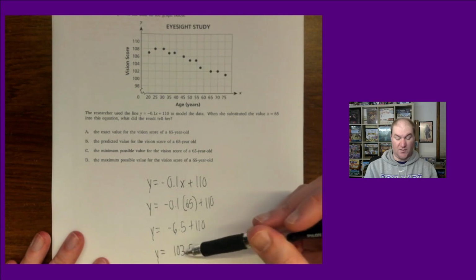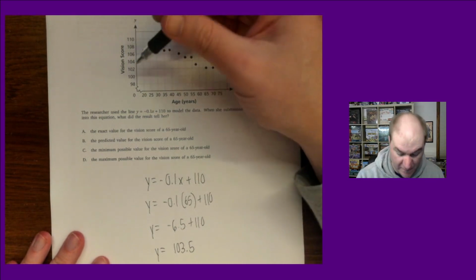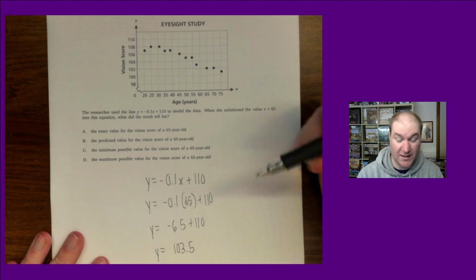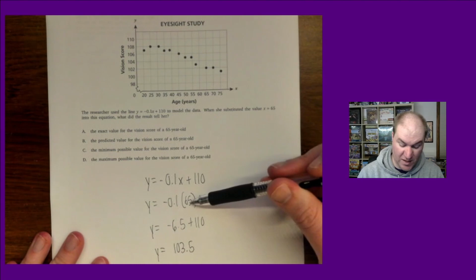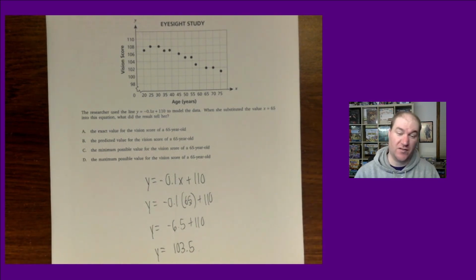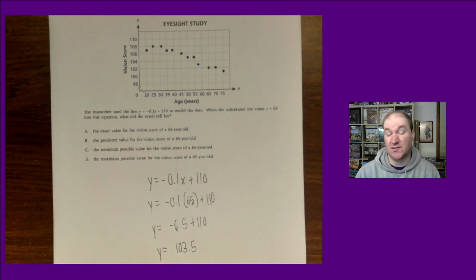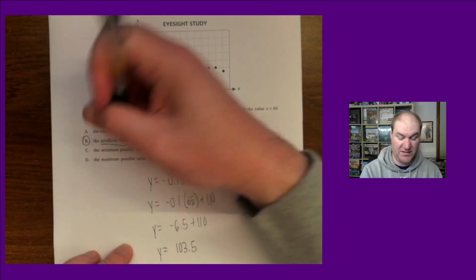So anyway, what does that number represent? Well, y equals 103.5, and y in this problem represents their vision score. If we put in 65 for x, x represents the age, and y represents the vision score. So that would mean the age is 65 and their vision score would be 103.5. Now that's not a prediction for every 65-year-old. That's just according to this data, a 65-year-old is expected to have a vision score of 103.5. So that's why choice B, the right answer, says the predicted value.